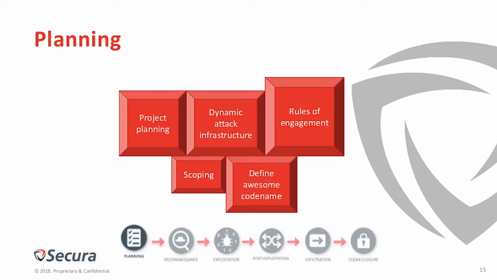Ideally, we get just a white card: do whatever you want, anything goes. We'll sign it off as long as, of course, you haven't killed anybody or done something like that. But anything goes, just test our security and do what you can. And of course, you define an awesome code name, because if you're running a super secret project, you need some kind of cool code name.